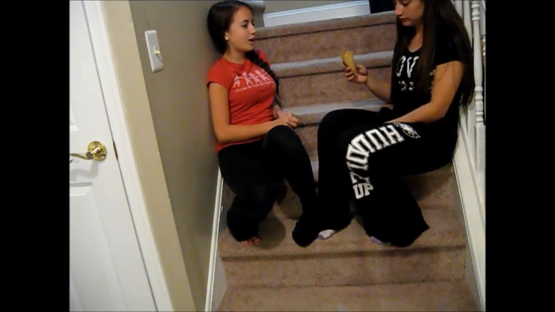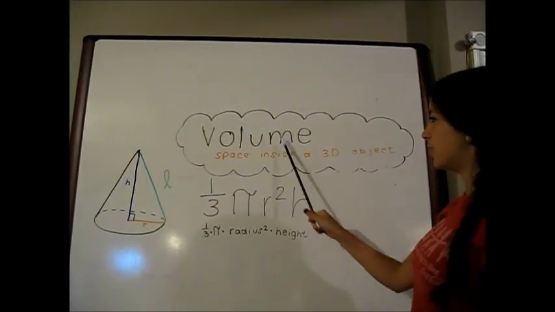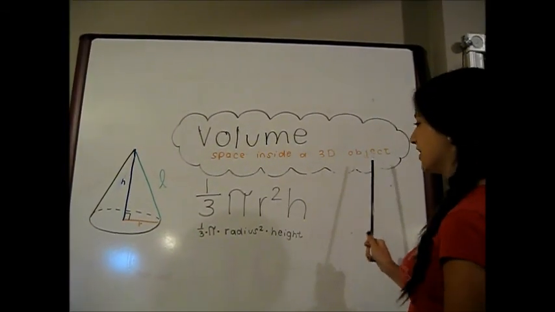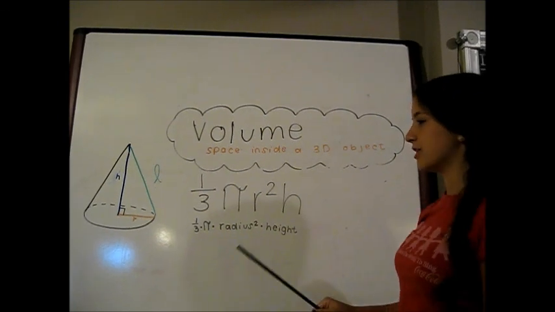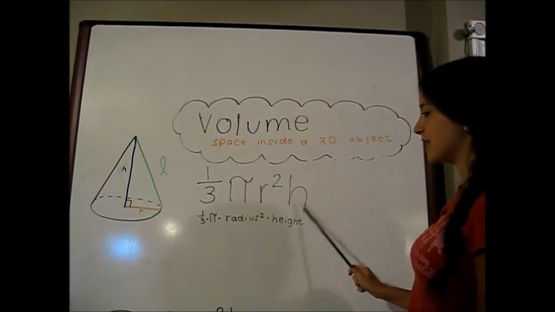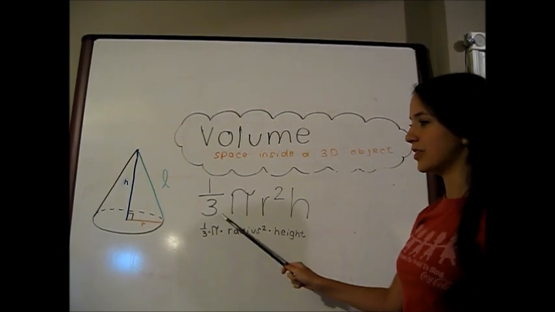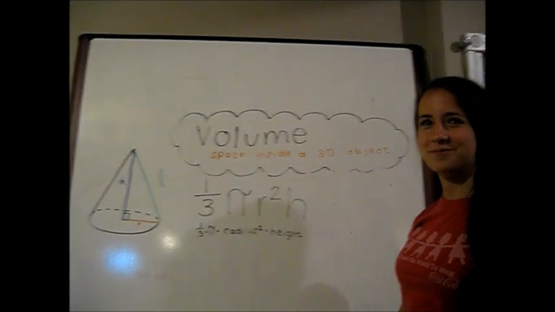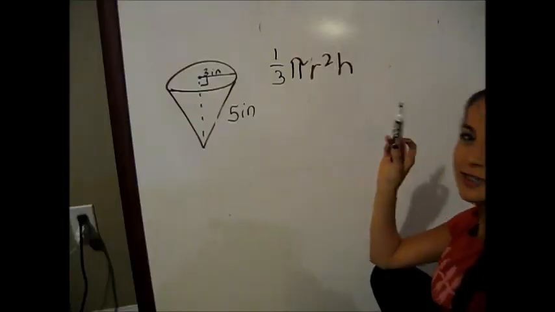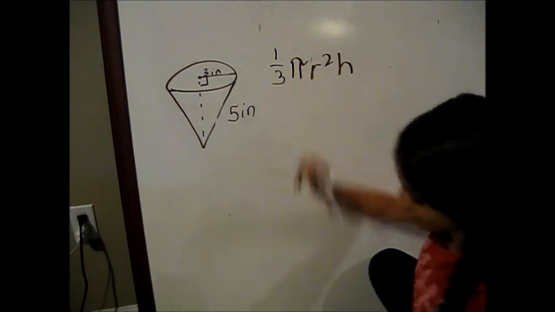Well, you could figure that out by finding the volume of this cone. The volume is the space inside a 3D object, and the formula to find the volume of a cone is 1/3 pi R squared times height. The 1/3 is here because a cone fills up 1/3 of a cylinder. So right here we have the formula for the volume of a cone. So you plug everything in.